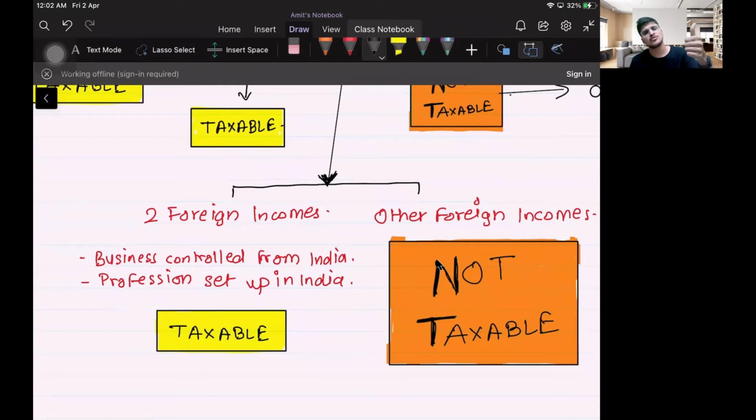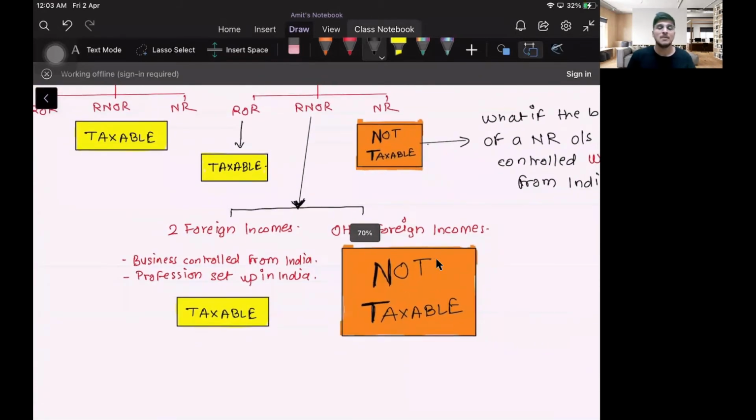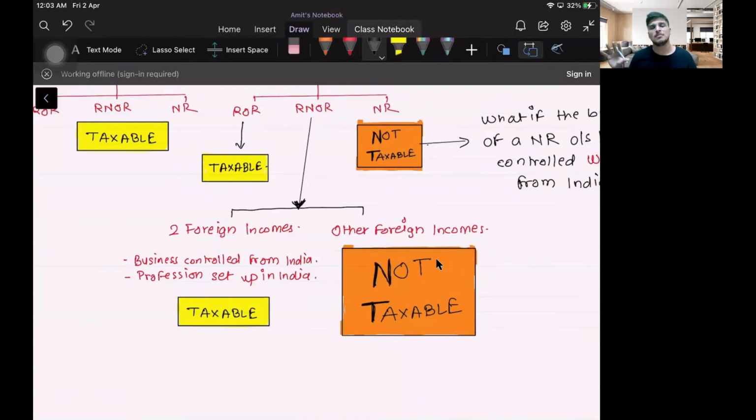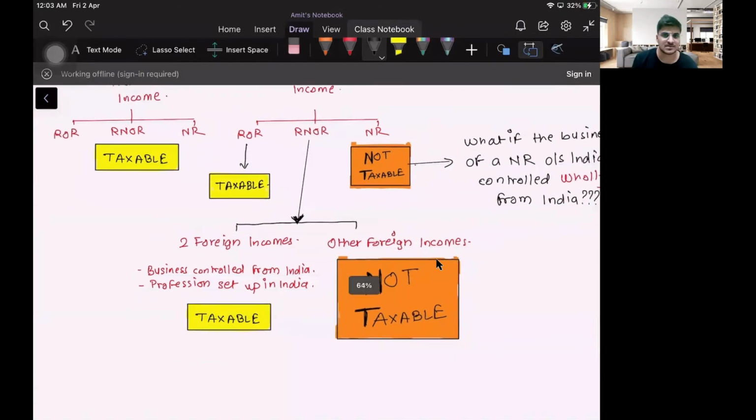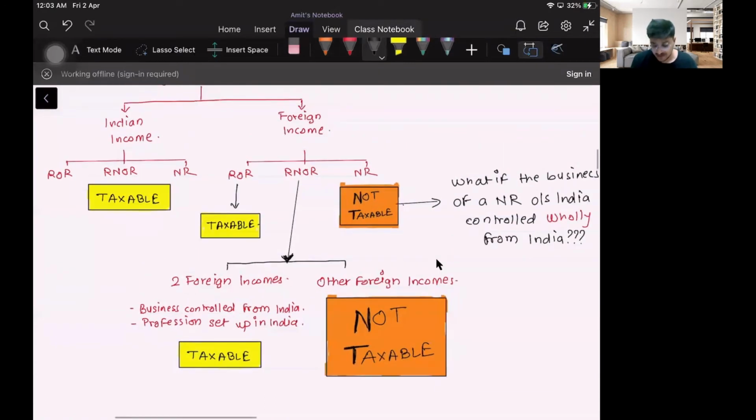So business is controlled from India or a profession is set up in India. These two types of foreign incomes will be taxable for RNOR. But any other type of foreign income will not be taxable for RNOR. No other foreign incomes will be taxable. Only these two foreign incomes will be taxable. Perfect. Now ये ROR का हुआ foreign income का. ROR के लिए it is always taxable. RNOR के लिए only two foreign incomes are taxable. Except for that, everything will be not taxable.